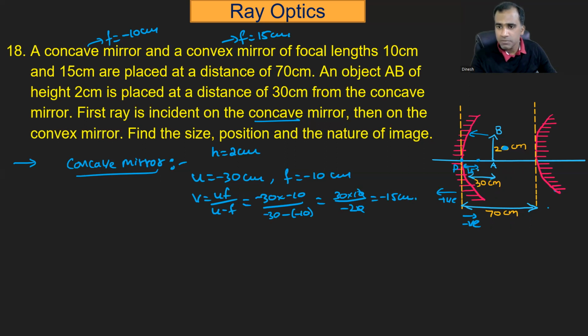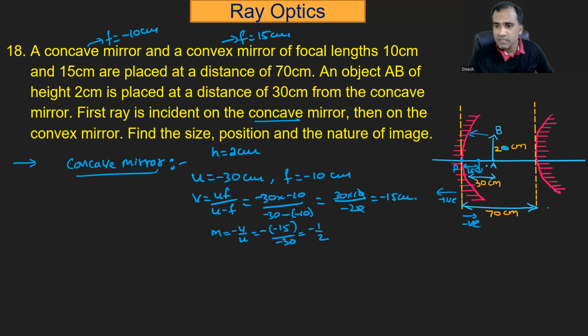So could you tell me how the image is? Is it inverted or erect? Real object, real image. Whenever you have a real object and a real image, it is always inverted, no? Magnification is minus V by U. Minus of V, which is minus 15, divided by U, which is minus 30, is equal to minus half. So it is inverted. It is half the size of this. It is something like this.